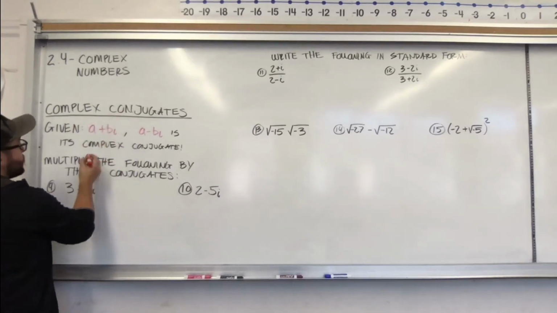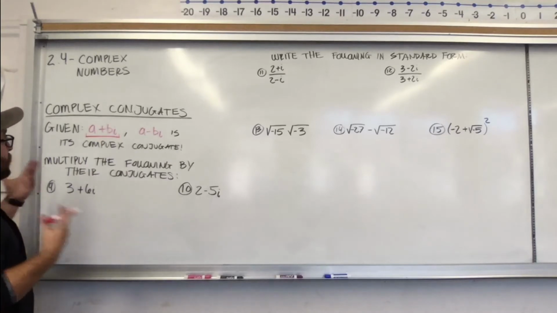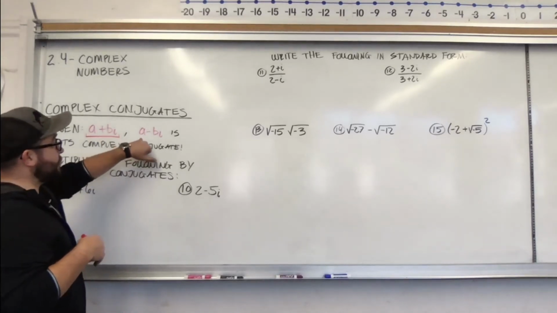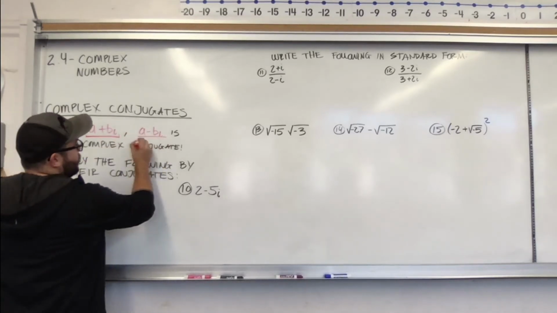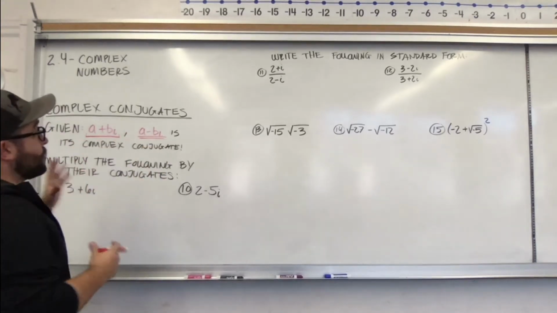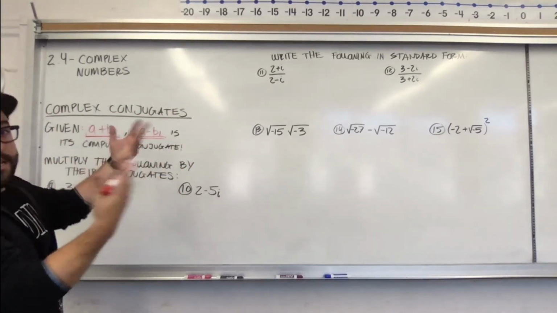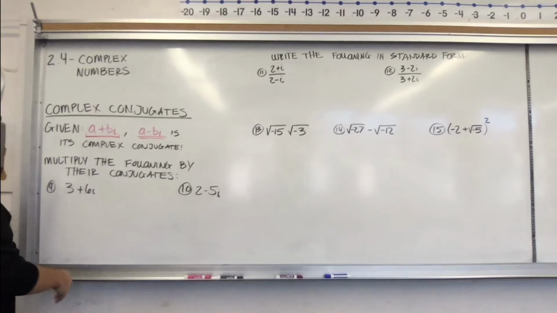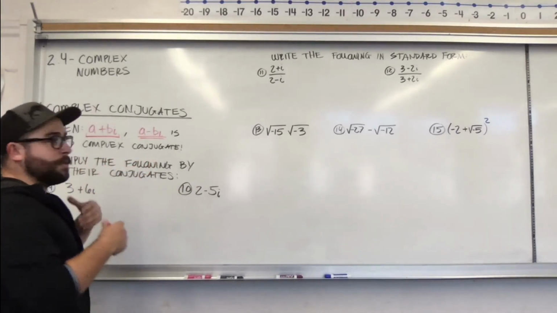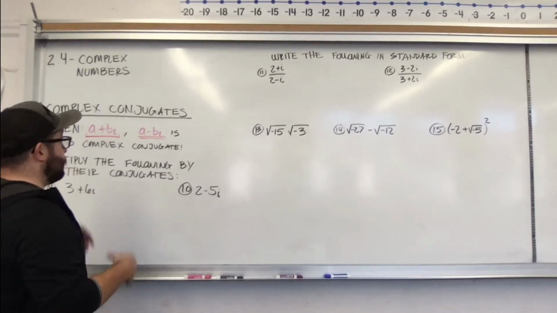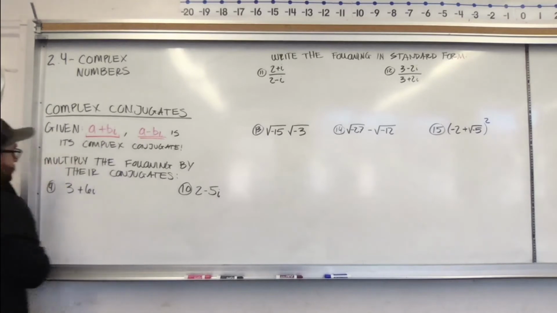So ultimately, given some complex number, its complex conjugate has the exact same real value, but the opposite imaginary value. And this is a tool we're going to use, as we'll see on the next page, for dividing with complex numbers. But first, we just want to deal with how we can find the conjugate and what happens if we multiply a complex number by its own conjugate. And that's what we have at the bottom of that first page.